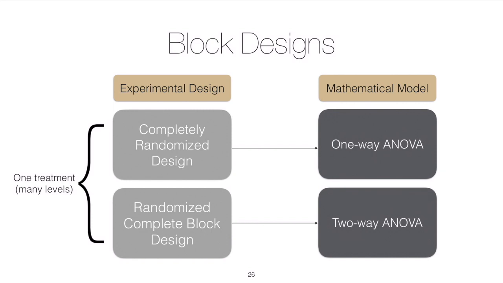Of course, if we had two different treatment factors, each of potentially many levels, and a blocking factor, then we should need to use a three-way ANOVA, but we won't cover that in this course.